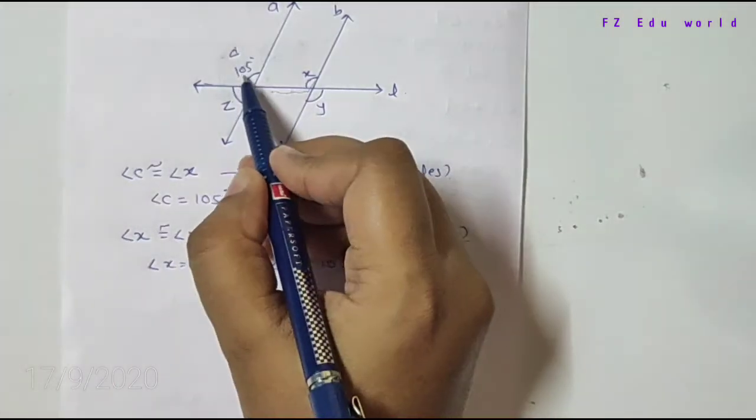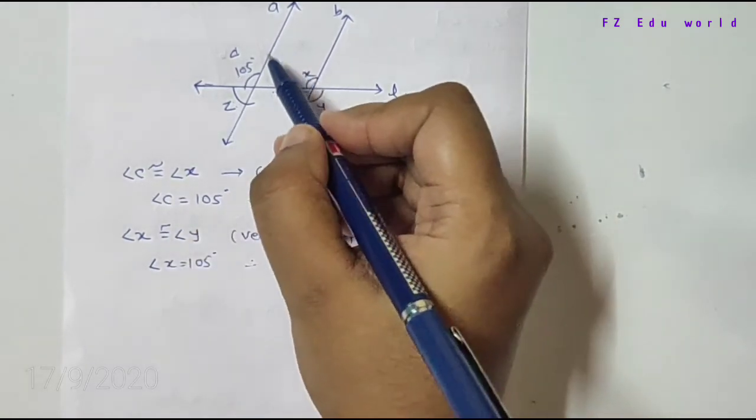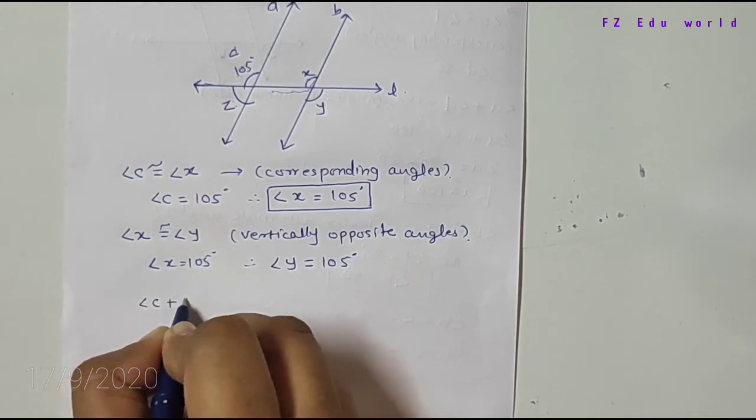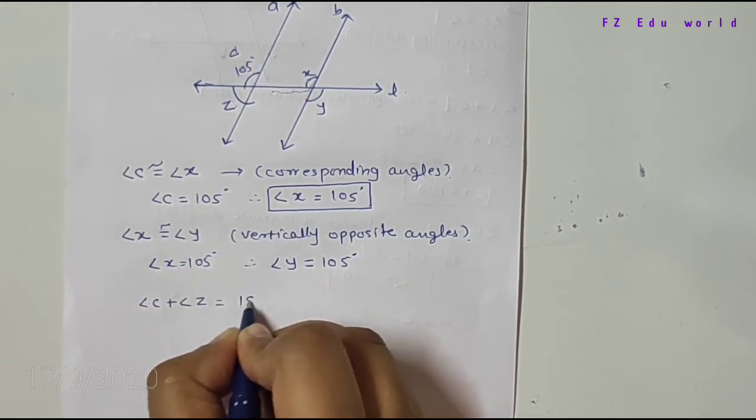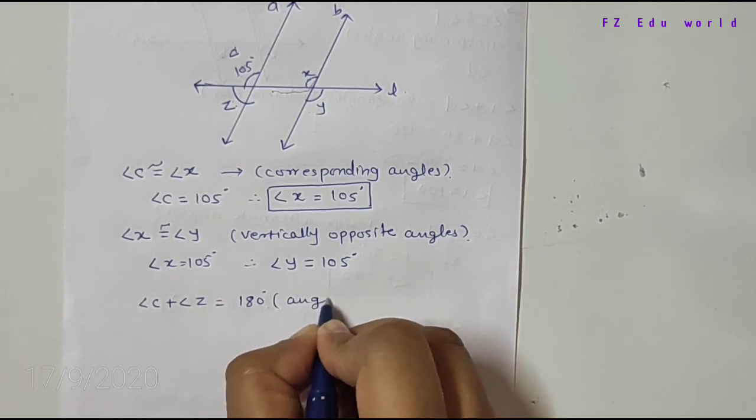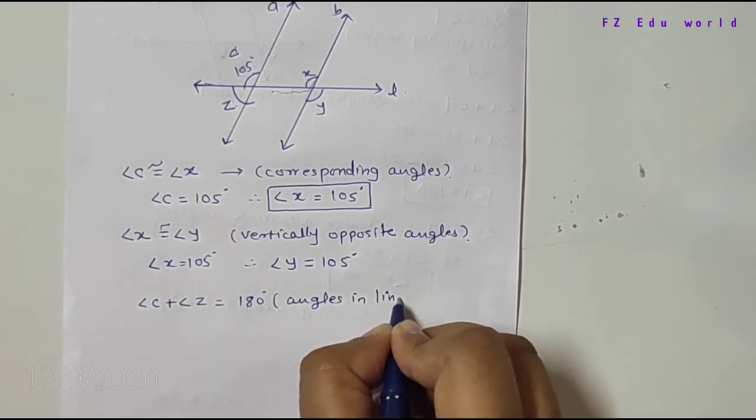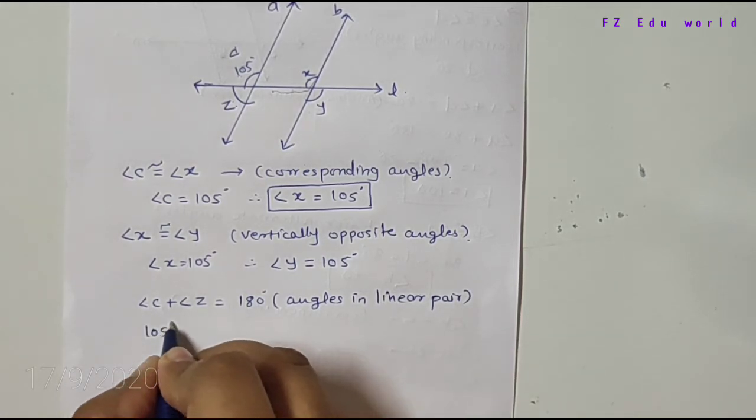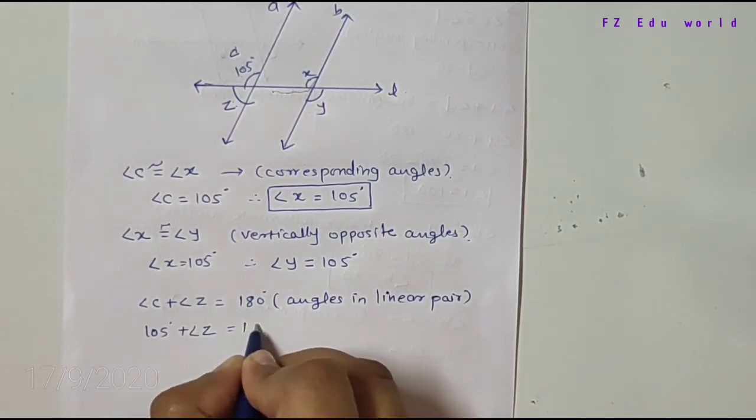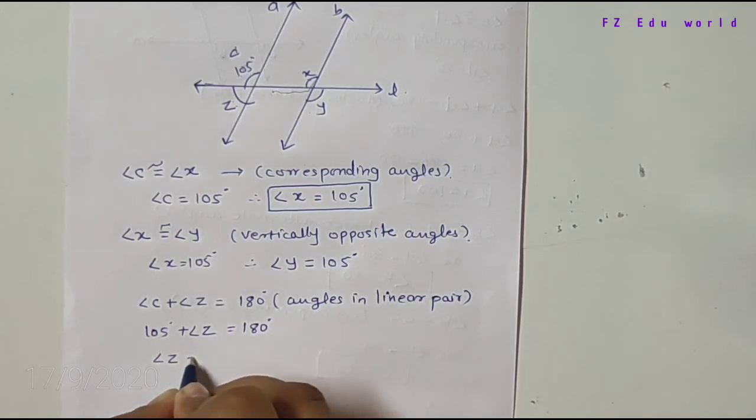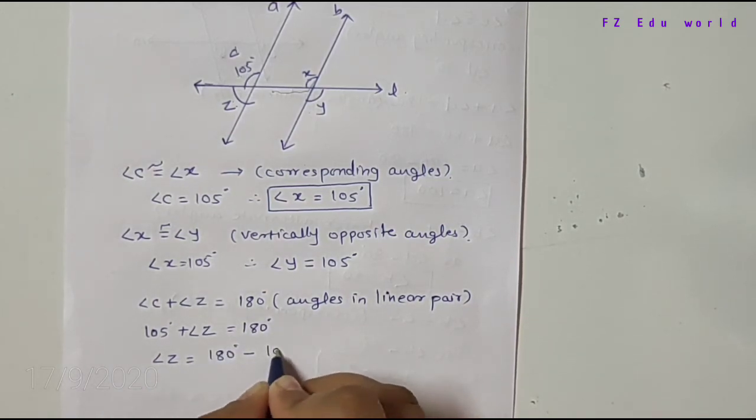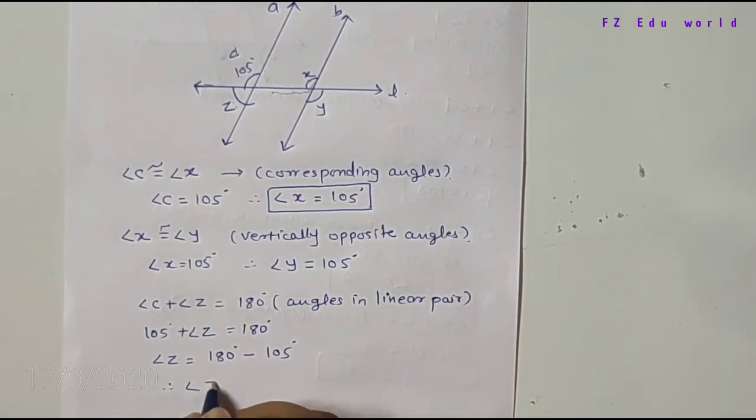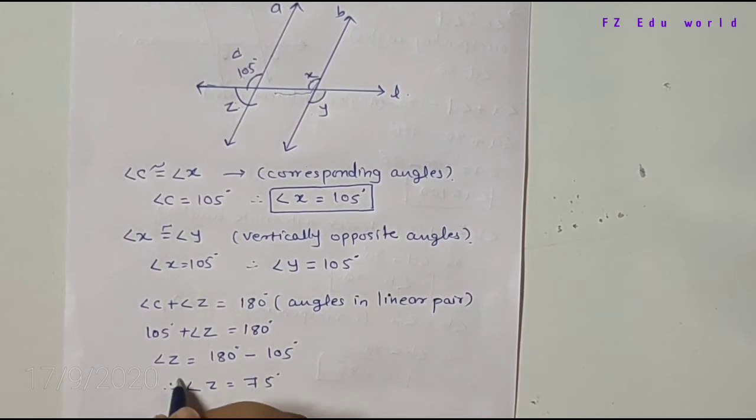Now here this angle C and angle Z are in a linear pair. So they are supplementary, that is angle C plus angle Z is equal to 180 degrees. They are angles in a linear pair. C is equal to 105, plus Z is equal to 180 degrees. Angle Z is equal to 180 degrees minus 105. Therefore, angle Z is equal to 75 degrees.